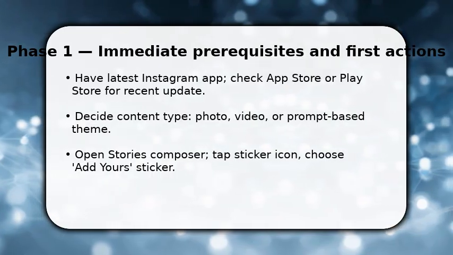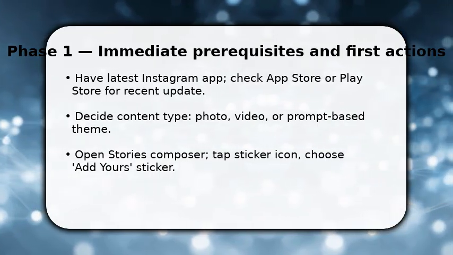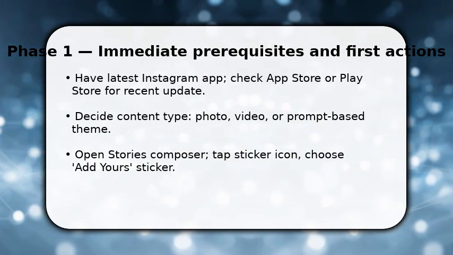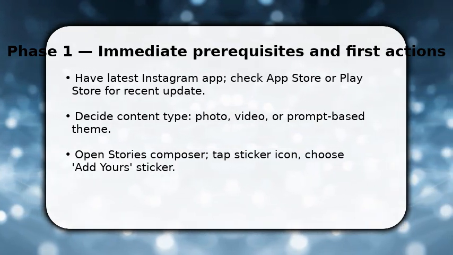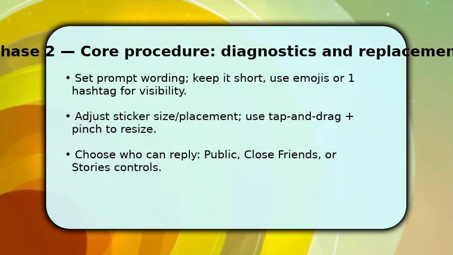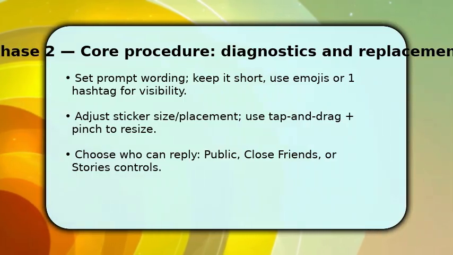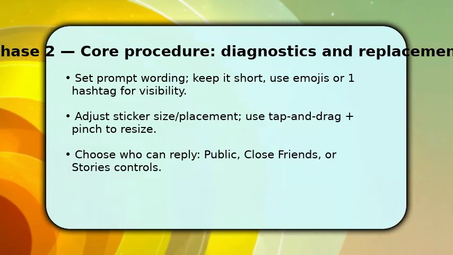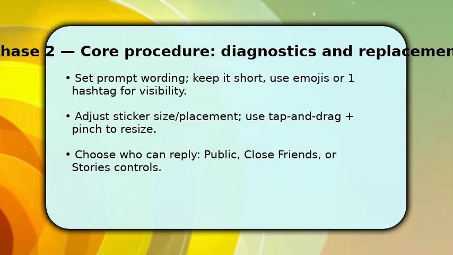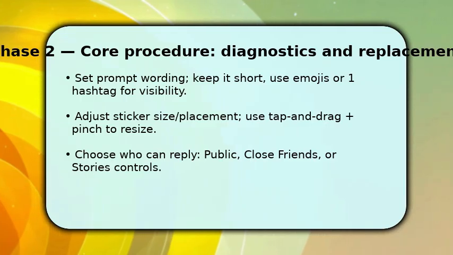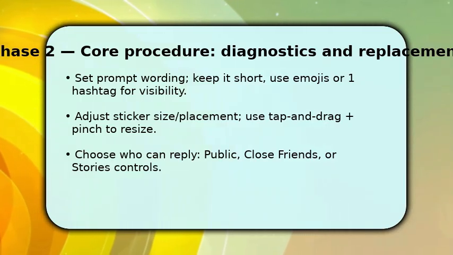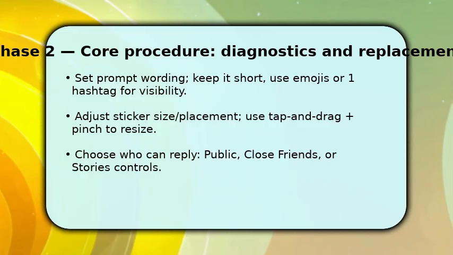When you finish writing the prompt, place the sticker on screen where it's visible, but not blocking faces or essential details. Now configure the Add Yours sticker so people know what to post and why. Type a short, direct prompt, add one hashtag or emoji for emphasis, then resize and position the sticker using pinch and drag gestures.